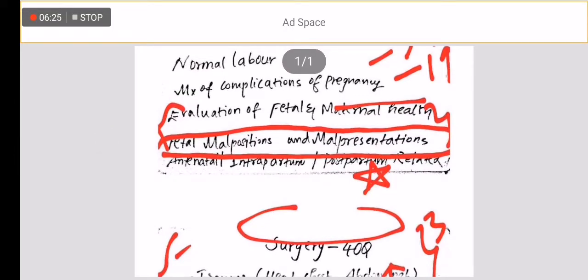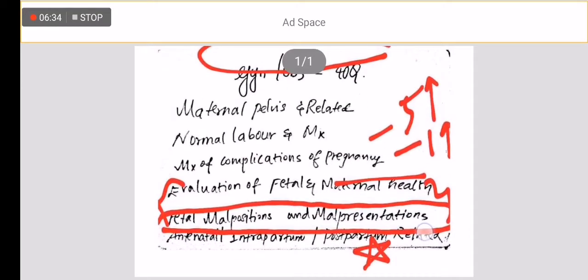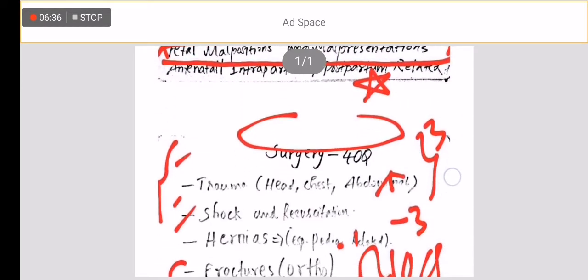Then antenatal, intrapartum, and postpartum related questions, you may get the remaining 10 or more.